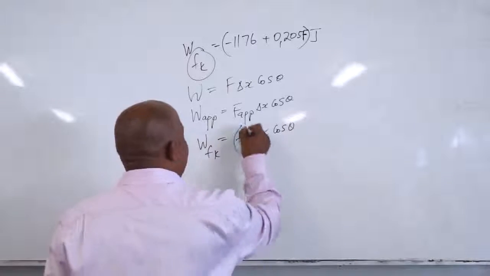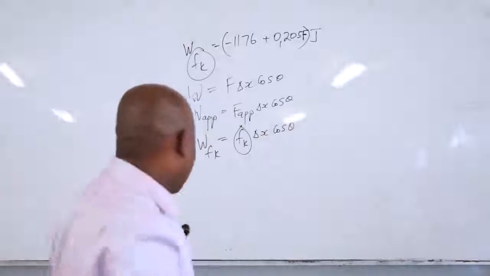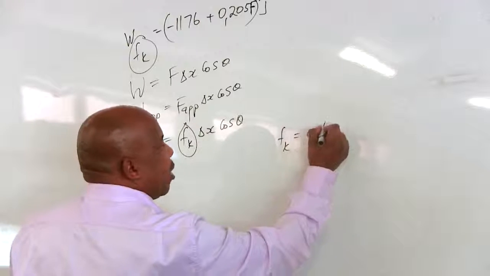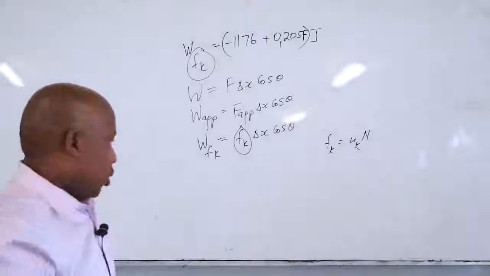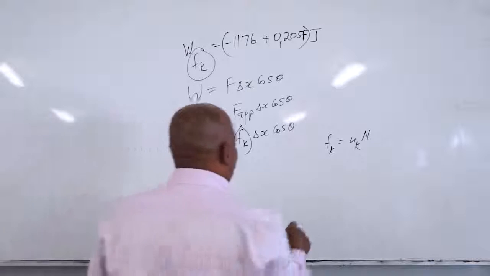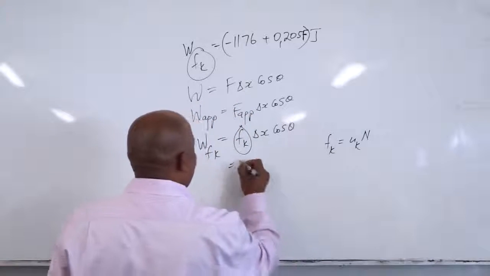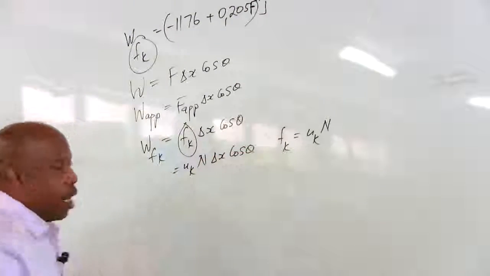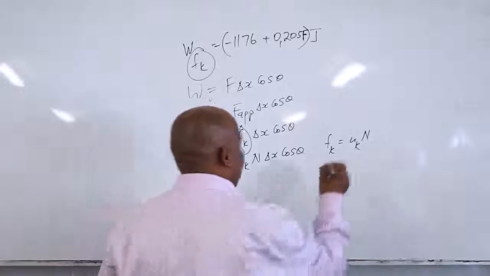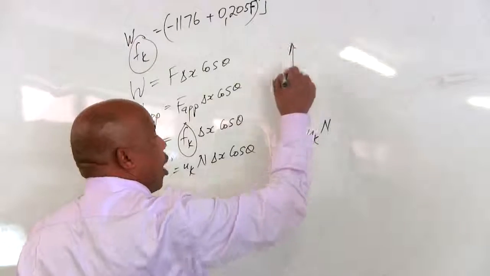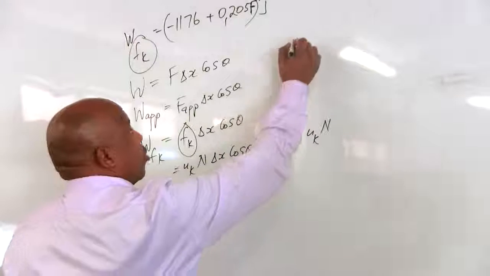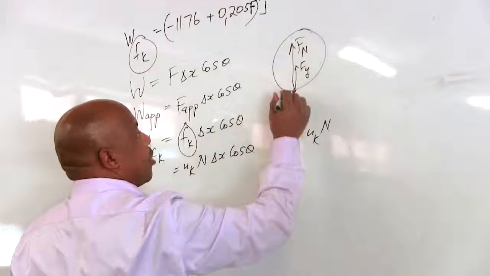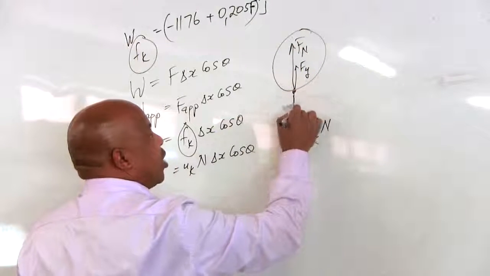But remember Fk from the grade 11 syllabus. Fk is the coefficient of kinetic friction multiplied by the normal force. Now, which means on this Fk, I'm going to put UK N delta x cos theta. But there's something I want to show you now. From the free body diagram that I showed you in number 1, I said to you, this is what you must do. If you have Fn, then the Fy is going up. They are in the same direction. And then you have Fg here.